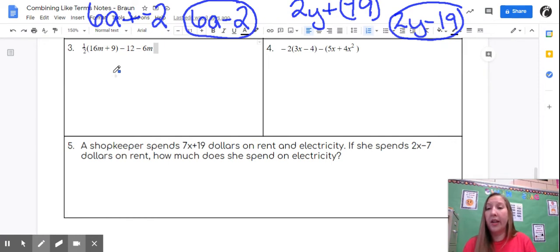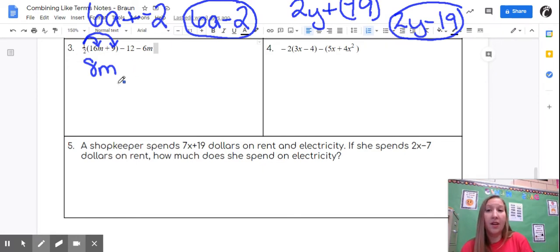In our question 3 here, our example, we have our 1/2 out here in front of the parentheses, which again tells us we're going to use the distributive property. So I'm going to distribute my 1/2 to my 16m and to my 9. And then the rest of this I'm going to leave just like it is for now. Remember that when we multiply by 1/2, that's also kind of like we were dividing by 2. So 1/2 times 16m is also the same as 16m divided by 2, which is going to give us 8m.